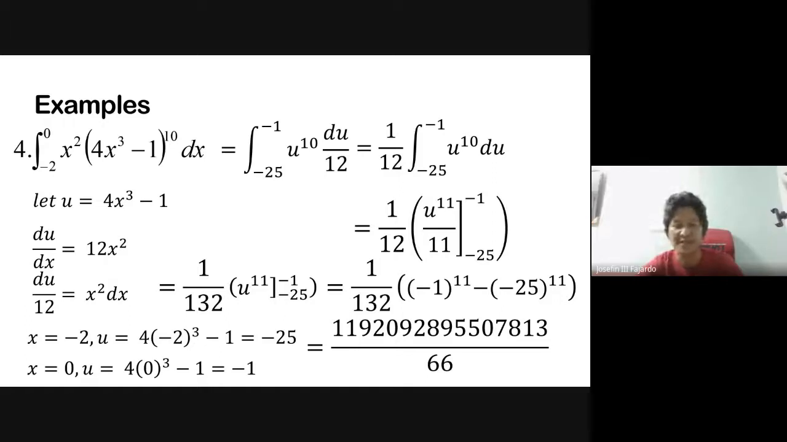May tanong pa po ba guys? Bago tayo mag-proceed sa next example. Puro simple substitution muna tayo. Pero actually, the same lang naman ang mangyayari nito, kasi ang kuha natin dito is to get the integral first. After getting the integral, saka tayo mag-substitute. Ganun din naman yung kalabasan niya.